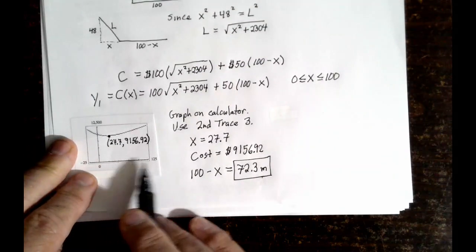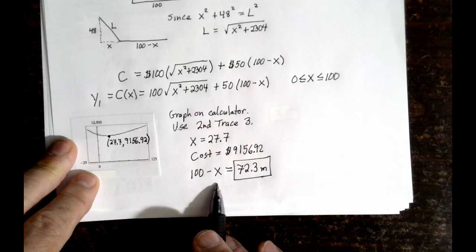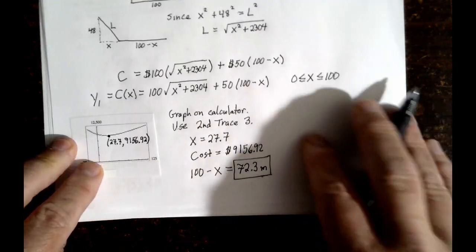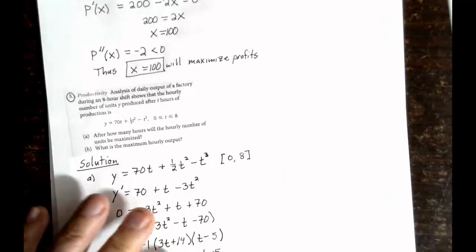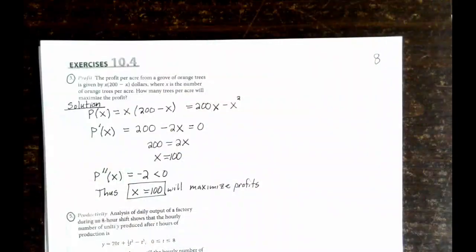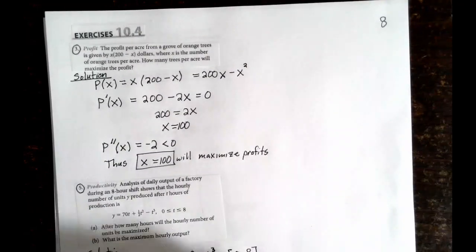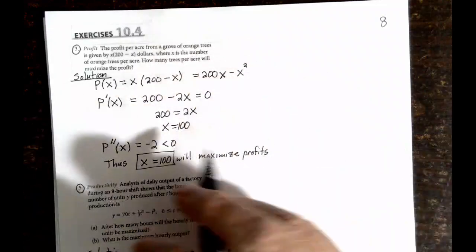But we're actually not looking for X, we're looking for 100 minus X, which is the difference, which is 72.3 meters. Alright, so let's look at the questions that you're going to see on WebAssign, or similar to the questions you'll see on WebAssign. There's not that many. I think there's like 8 or 9.